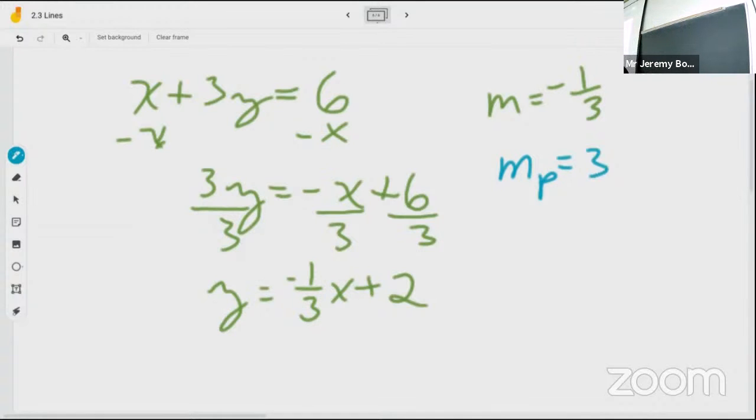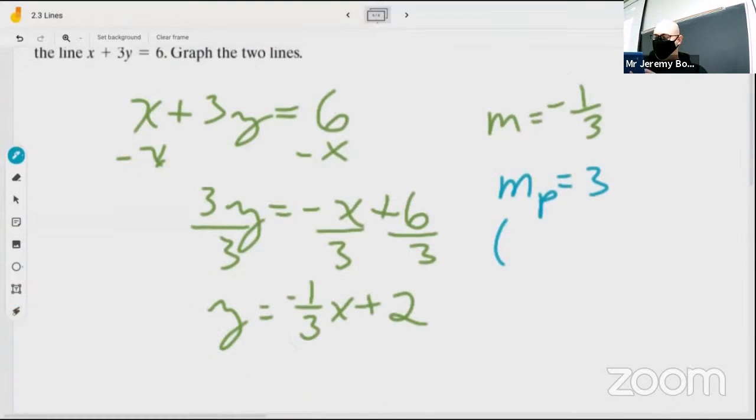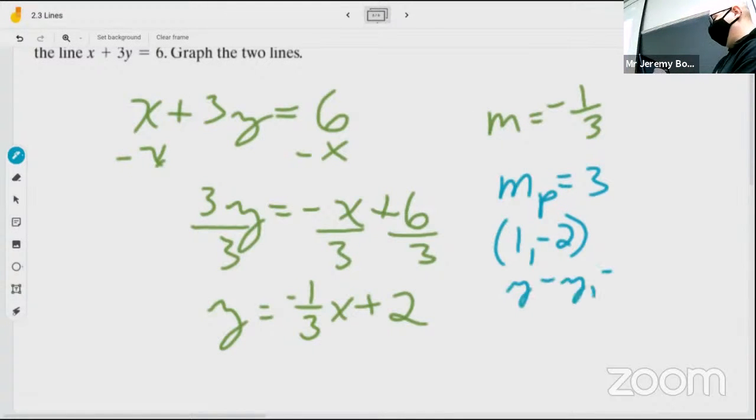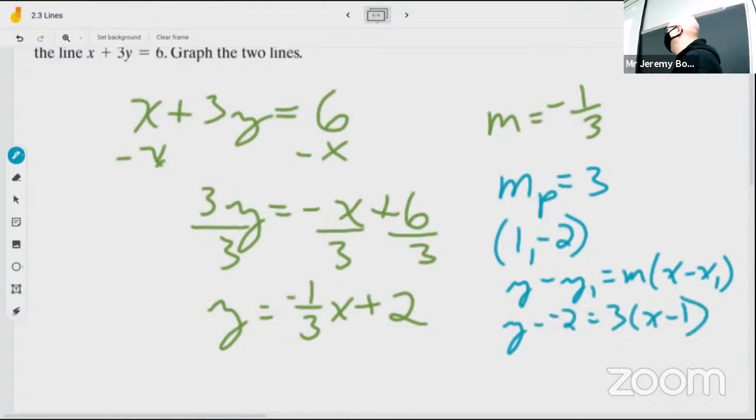So now we have the slope of our perpendicular line. They gave us a point. I think it was 1, -2. Yep, 1, -2. So we got a slope. We got a point. We're all set to go. y minus y sub 1 is equal to m times x minus x sub 1. You know, y minus -2 is equal to 3 times x minus 1. Which is going to be y plus 2.